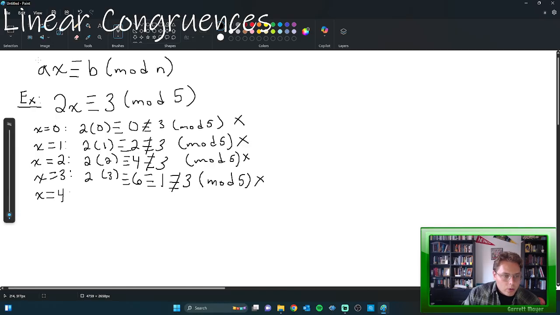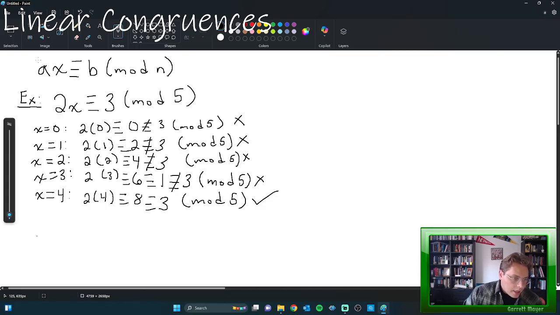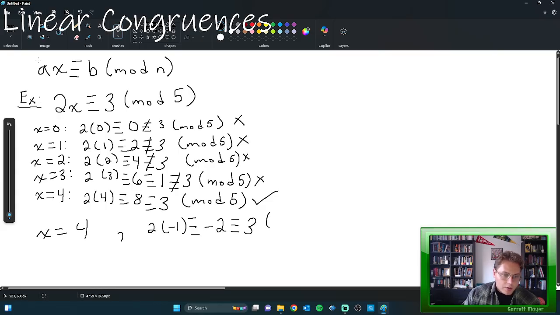What about x equals 4? Well, 2 times 4 is congruent to 8, and there we go. 8 is congruent to 3 mod 5. So our solution here is x equals 4. But also, if we multiply 2 times negative 1, we get negative 2, which is also congruent to 3 mod 5. So there are obviously other solutions as well.